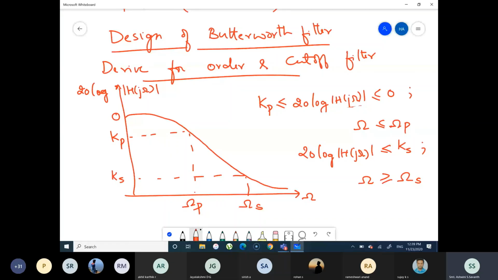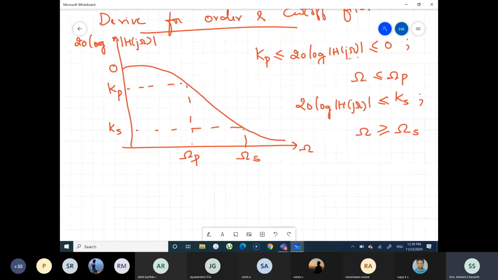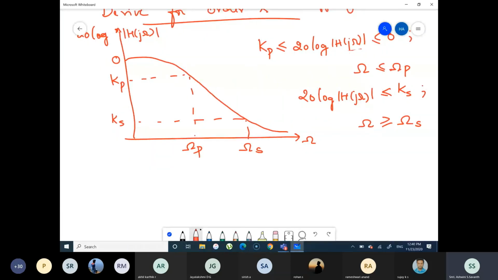Now our aim is we need to design the filter. In turn, we need to find the transfer function of the filter. Okay. So if you need to find the transfer function of this Butterworth filter, what was the frequency response that we first wrote? Magnitude of H of j omega, we had written this as 1 over 1 plus omega by omega c to the power 2n, the whole raised to the power 1 by 2. This is the expression we started off with, right?